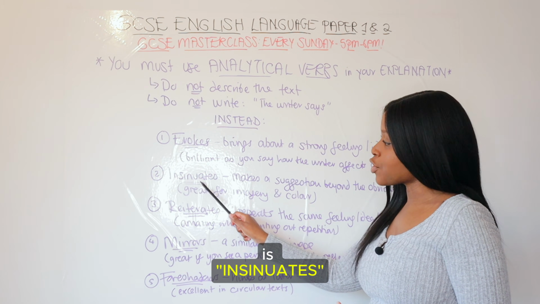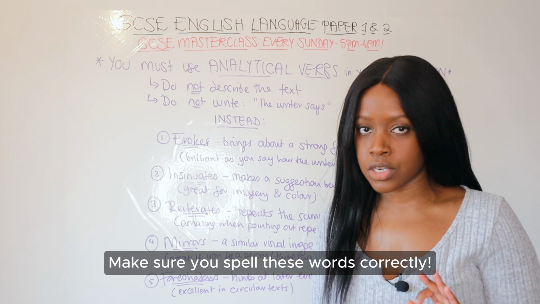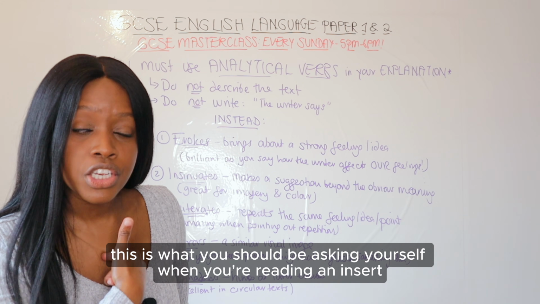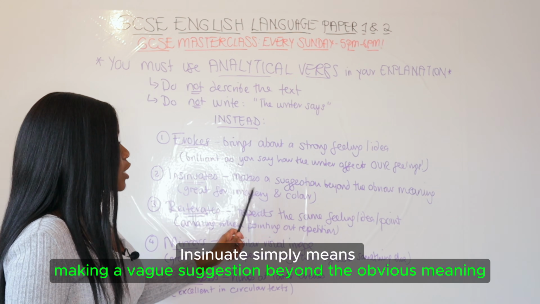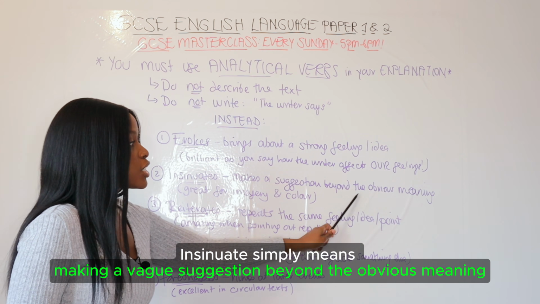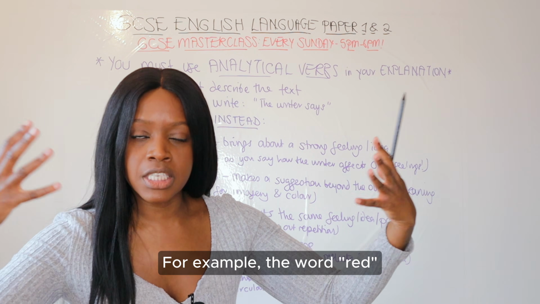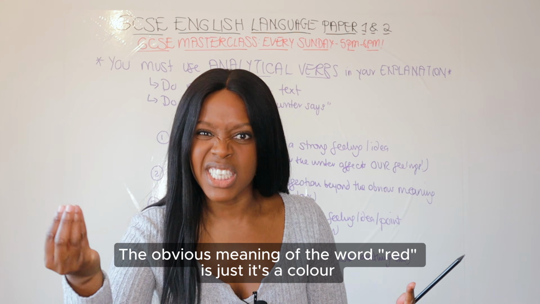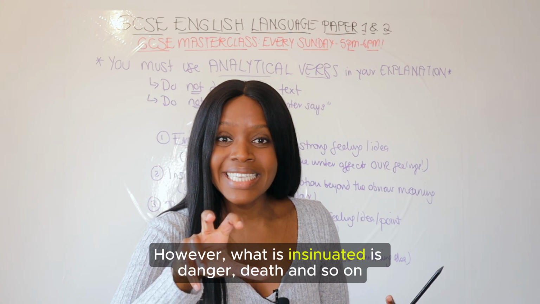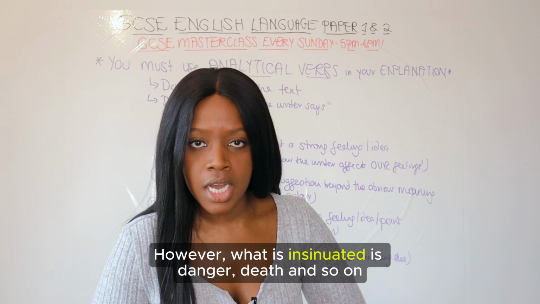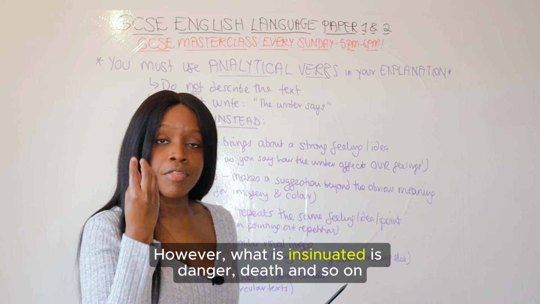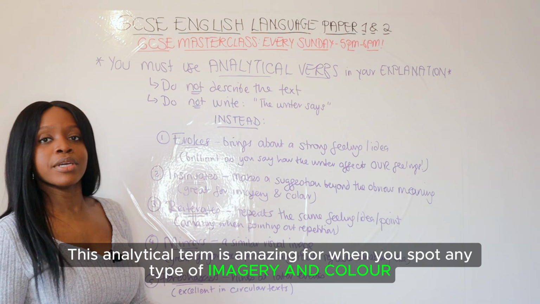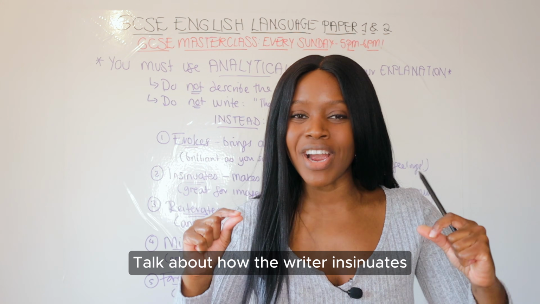The second term to use when you are analyzing, this shows you're analyzing rather than describing, is insinuates, okay? And make sure you spell these words correctly. Now, when it comes to insinuates, this is what it means, and this is what you should be asking yourself when you're reading an insert. Insinuate simply means making a vague suggestion beyond the obvious meaning. For example, the obvious meaning of the word red is just that it's a color. However, what's insinuated is danger, death, and so on. Now, this analytical term is amazing when you spot any type of imagery and color.